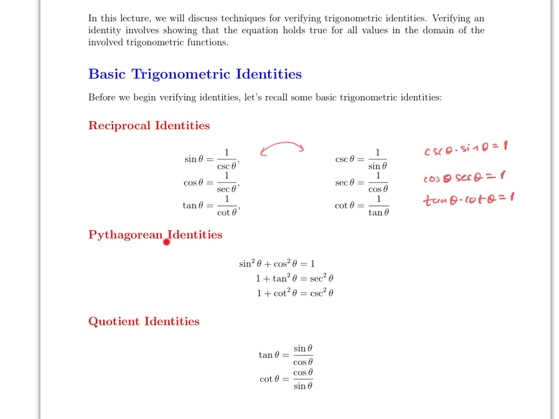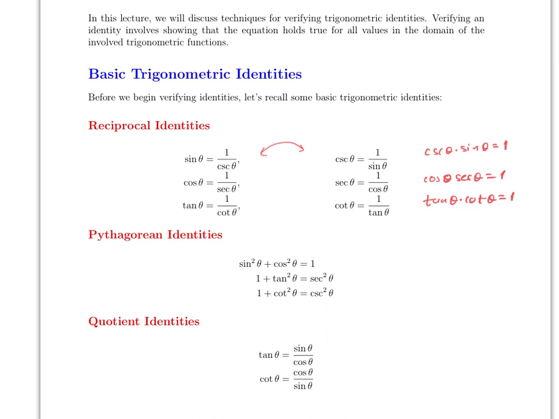The ones that we're going to use a lot are the Pythagorean identities, which we have seen since the beginning of the class. Remember, you have three of them. Sine squared plus cosine squared is equal to 1. 1 plus tangent squared is equal to secant squared, and 1 plus cotangent squared is equal to cosecant squared.